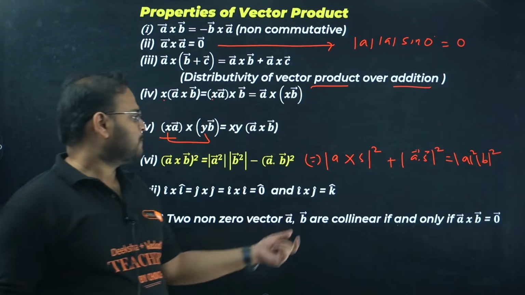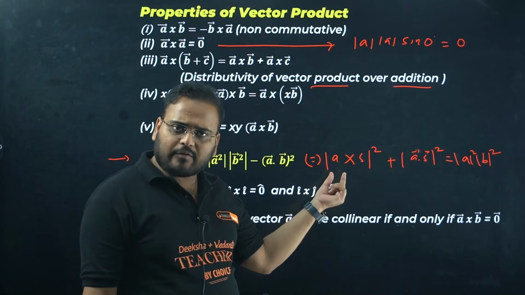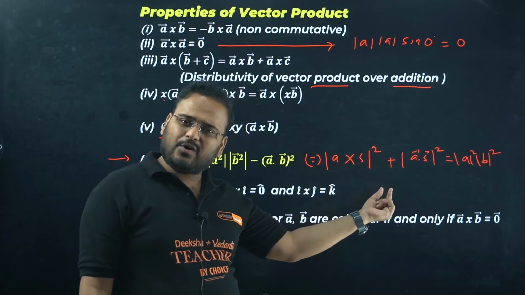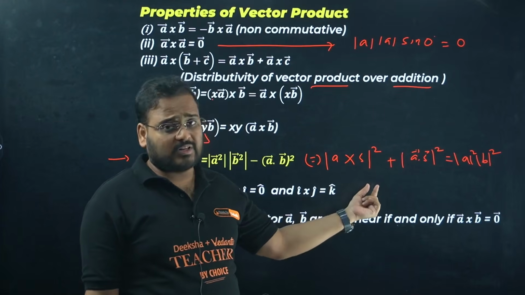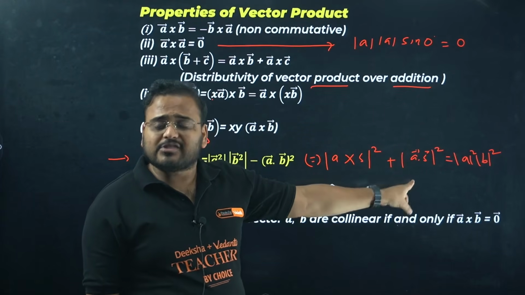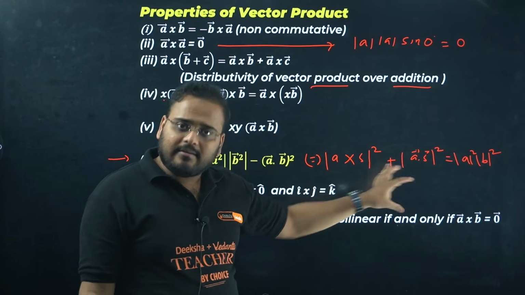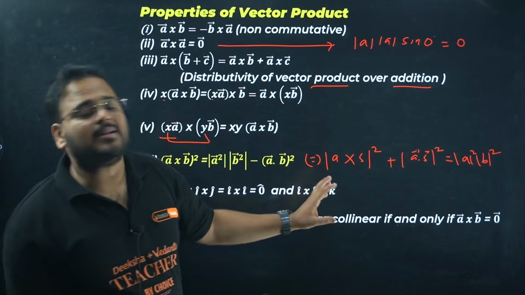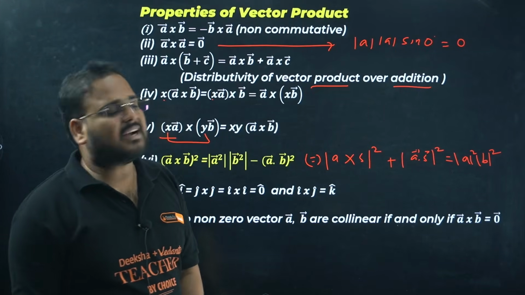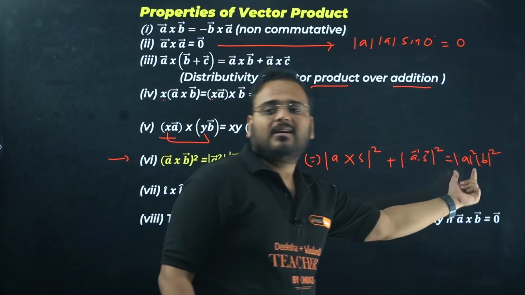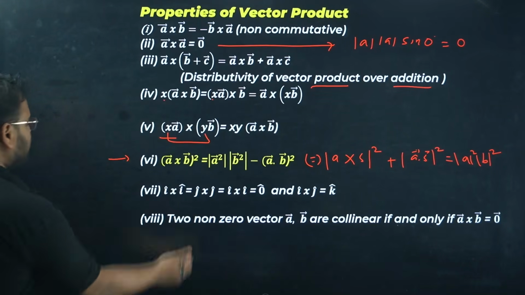How come, sir? If you take this, you're going to get what? Mod of A square, mod of B square and sine square theta. Remember, mod of A square mod of B square sine square theta. Over here, mod of A square mod of B square cos square theta. We have mod of A square mod of B square common, and you get sine square plus cos square. How much is that? 1. So what remains? Mod of A square mod of B square. Same result is over here.